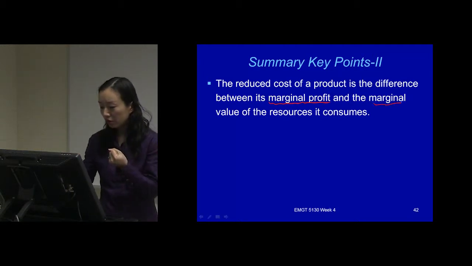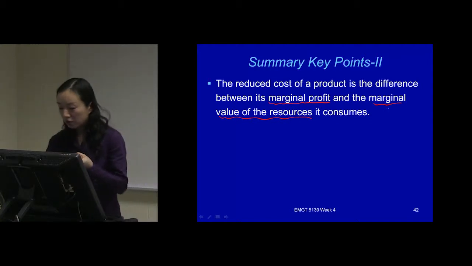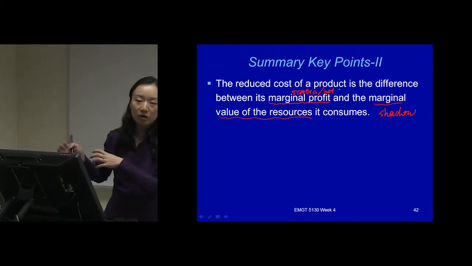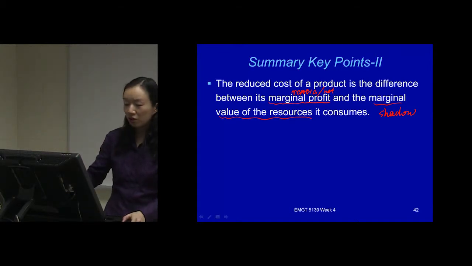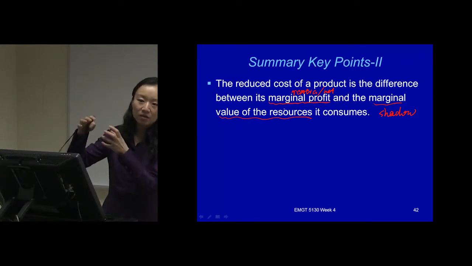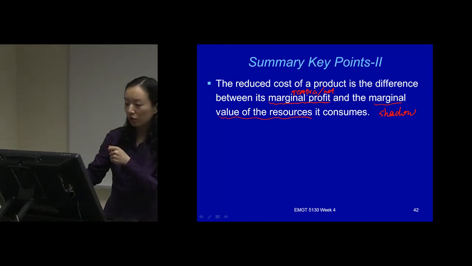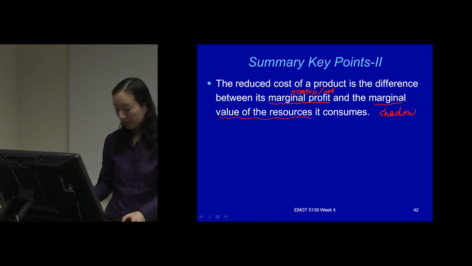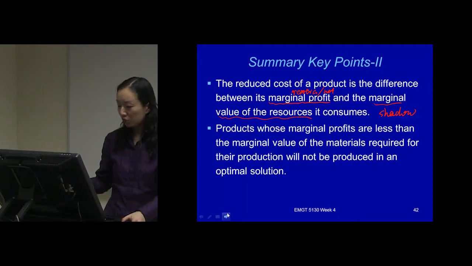And here, the marginal value of the resources is measured by the shadow price. So these are like the net profit, the extra profit you're going to make, because when we talk about the shadow price, we're talking about the extra impact on your objective function value. So the profit part should also be the extra that you are adding to your total profit. Products whose marginal profits are less than the marginal value of the materials required for their production will not be produced in an optimal solution. That's what happened to the third type of hot tub.